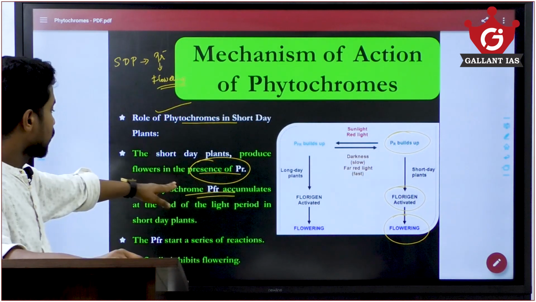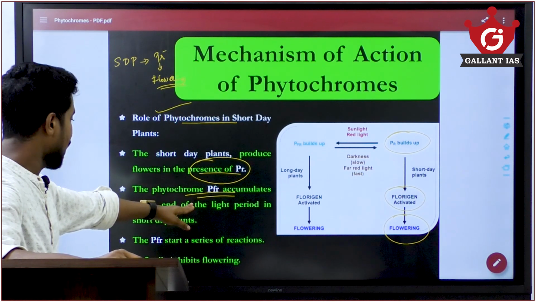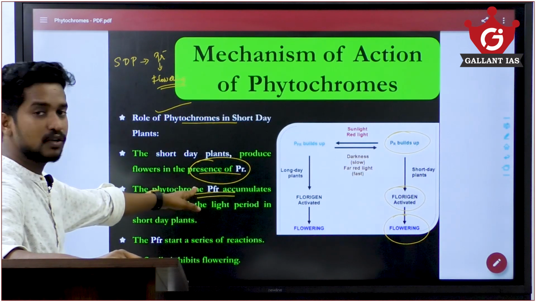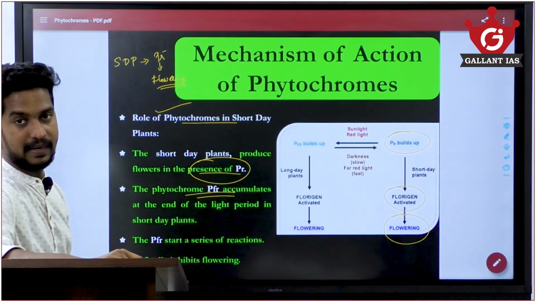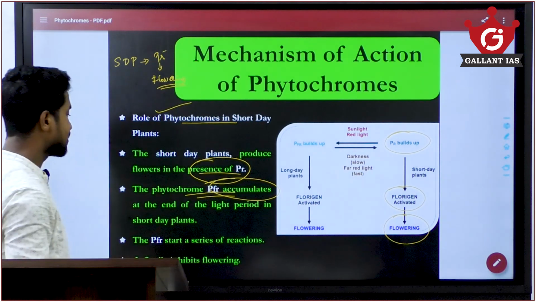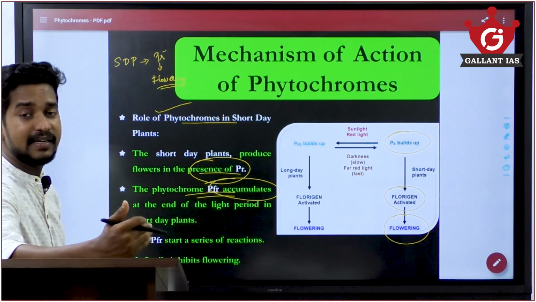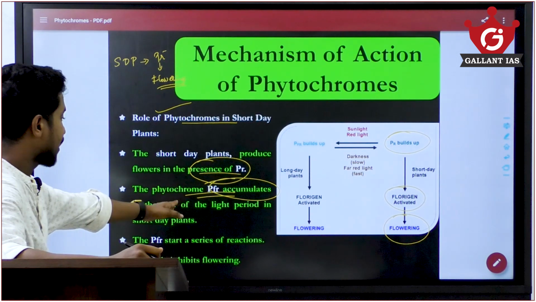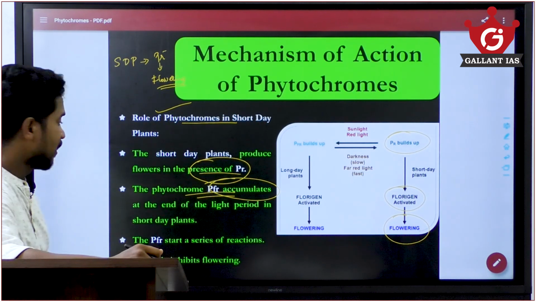The phytochrome PFR accumulates at the end of the light period in short day plants. So in phytochromes, PFR accumulates at the end of the light period in short day plants.